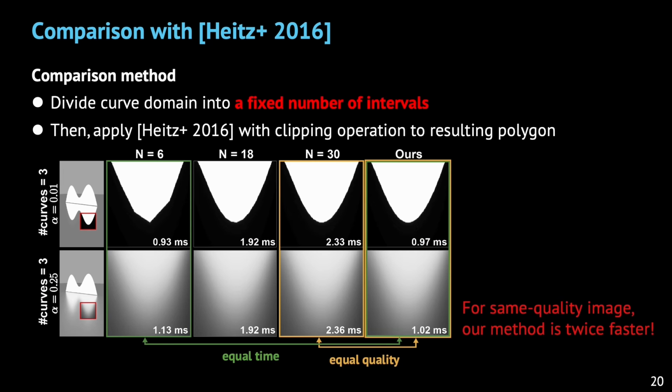In the next experiment, we compare the proposed method with the previous method. To apply the previous method to boundary curves, we divided the curve into n line segments by splitting the domain of the curve parameter uniformly by the same intervals. The experiment shows that our method is as fast as the case when the previous method is applied to a hexagonal approximation with n equals 6. To obtain the same quality using the previous method, we needed to use n equals 30, which consumes approximately twice more time than our proposed method.